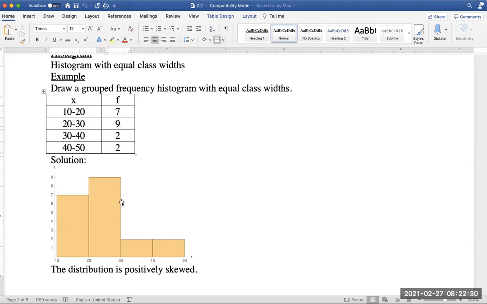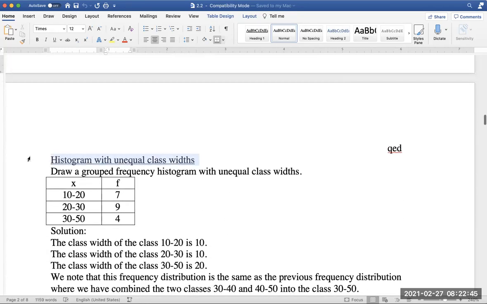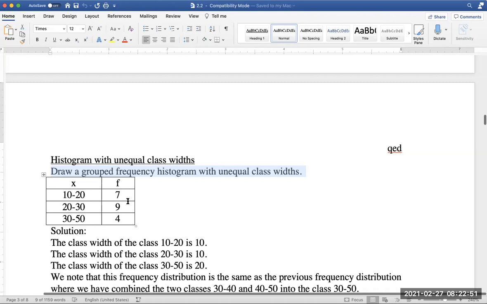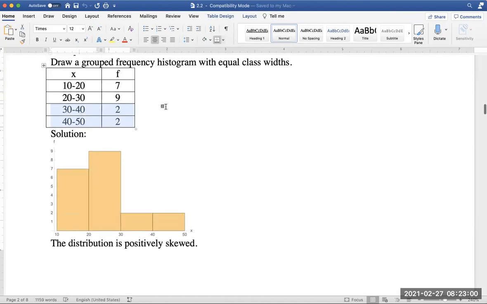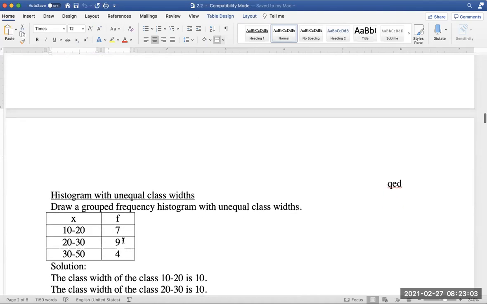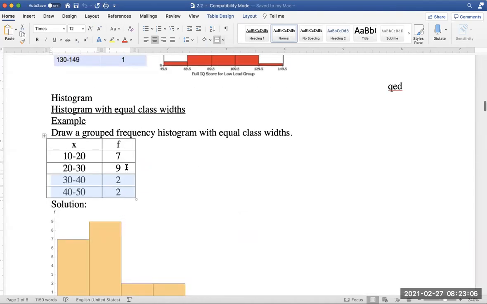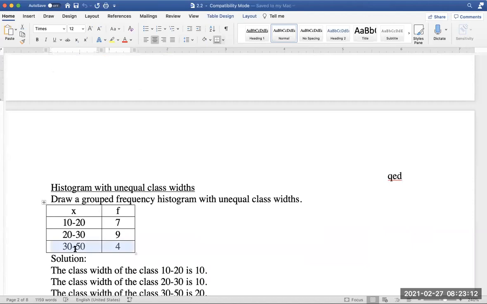Notice that this graph looks like this distribution is positively skewed. And so my distribution is positively skewed. Let's draw a histogram with unequal class widths. Let's take these last 2 classes and combine them together. So I have 7 numbers between 10 and 20, 9 between 20 and 30, and now 4 between 30 and 50. I just combine them together.